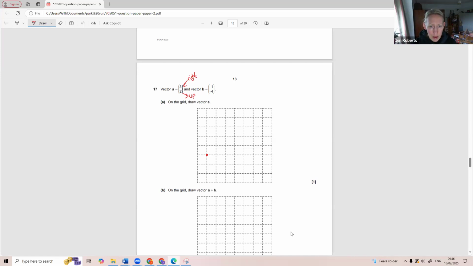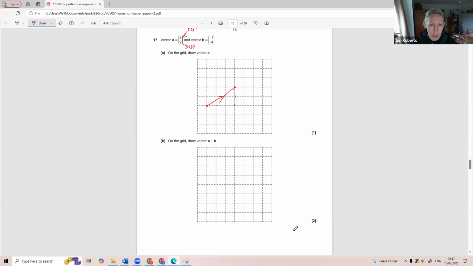So 3 across, 1, 2, 3, 2 up. The vector would finish here. So I need a ruler. Straight line between these 2 points and my arrows here. That represents my vector A.